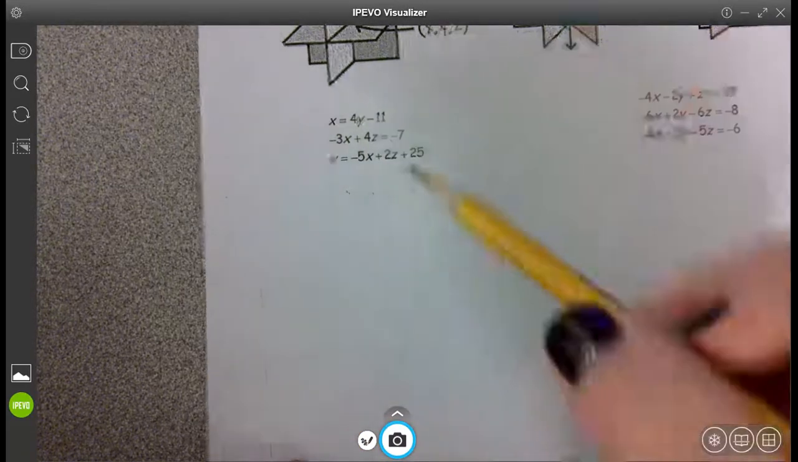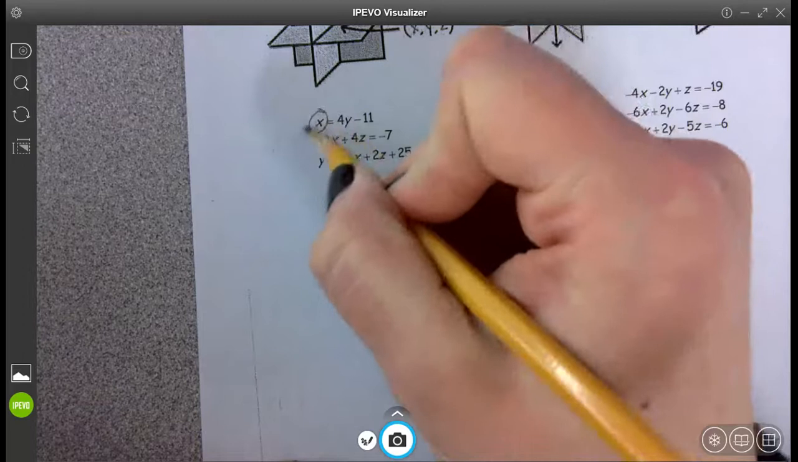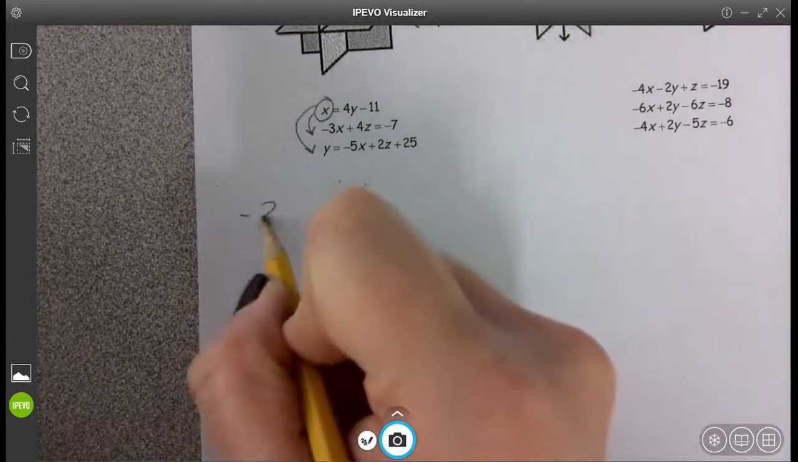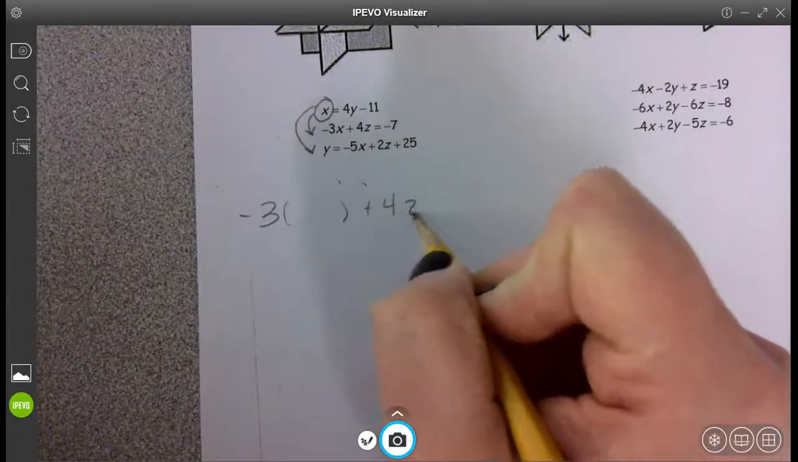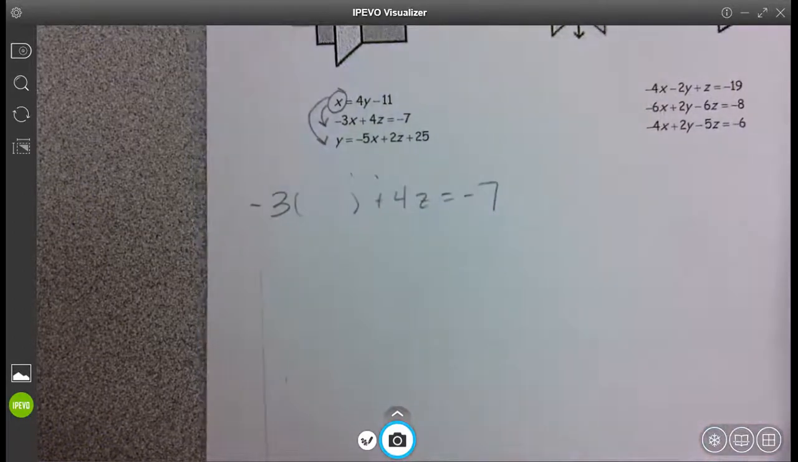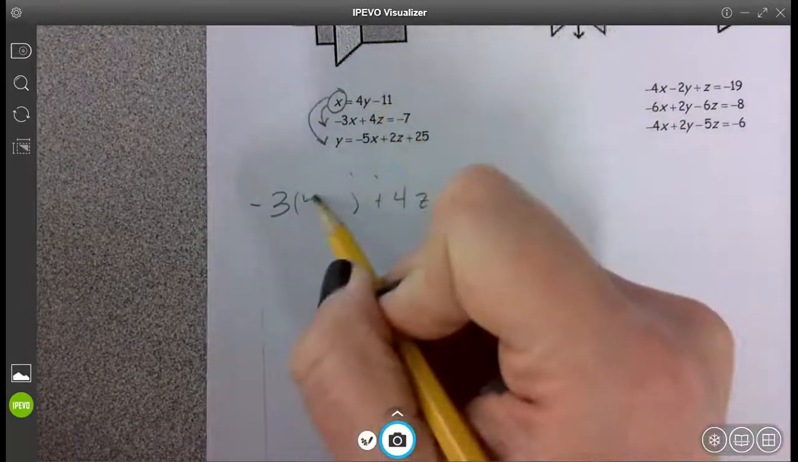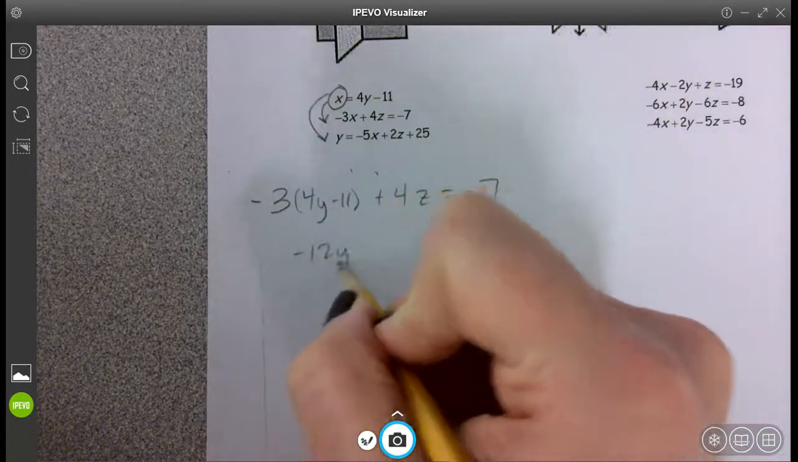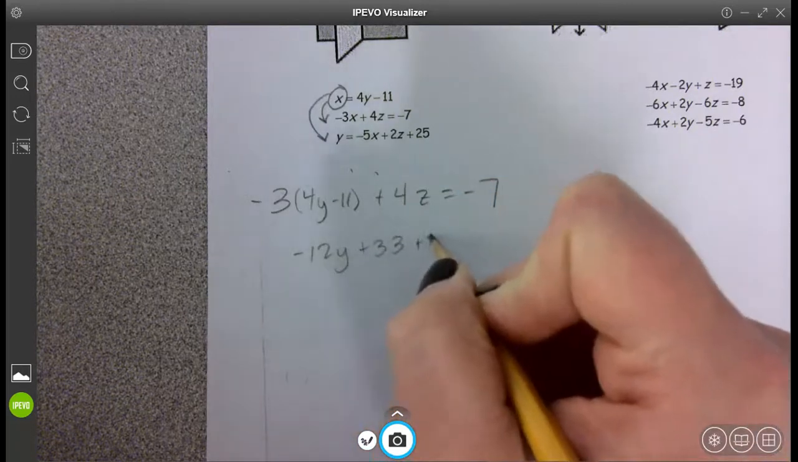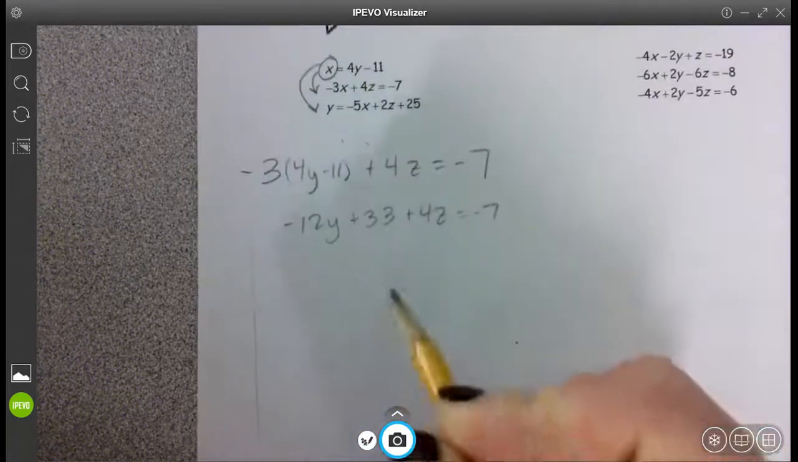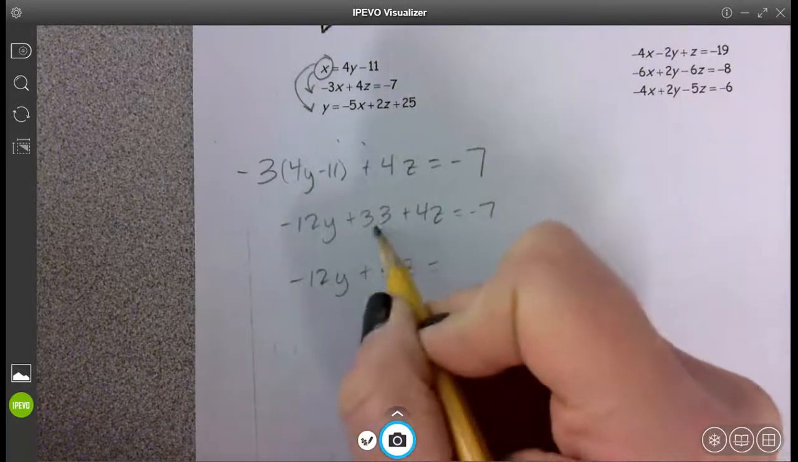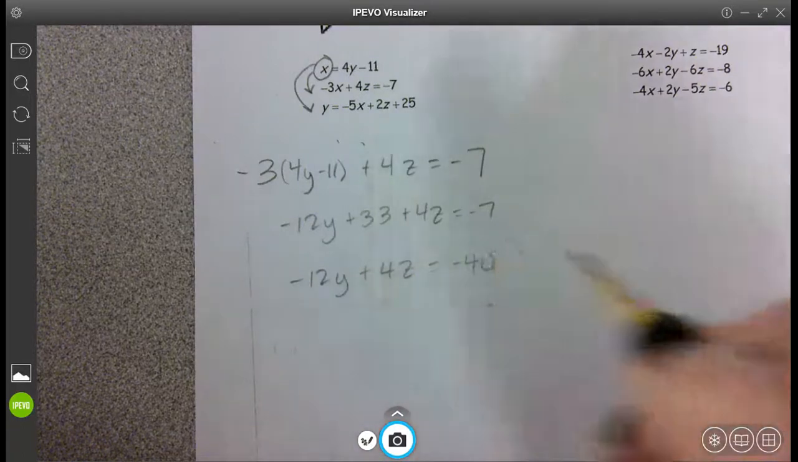So it doesn't matter. I'm just going to go with x because it says take your one equation and substitute it into both. It's up to you. Either one should work. When I do that, it's not 3x plus 4z equals negative 7 anymore. The x is going to be replaced with the 4y minus 11. So it's going to become negative 12y plus 33 plus 4z equals negative 7. I like to keep it in standard form. So the y, the z, when you move the 33, it's negative 40.